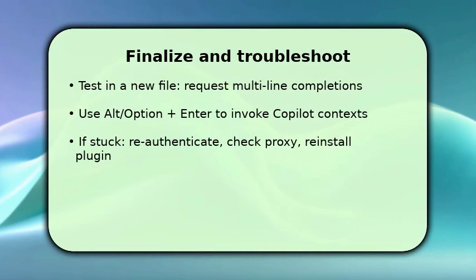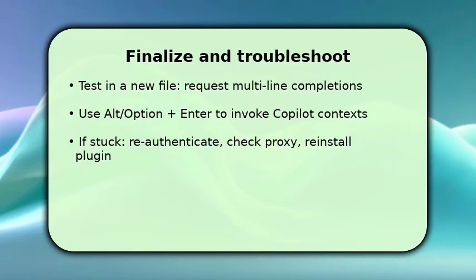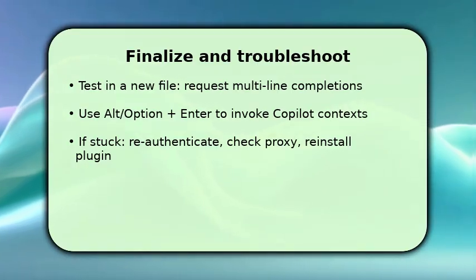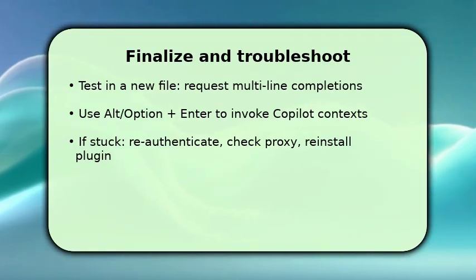Now test Copilot in a small implementation. Start a function comment, type a signature, and accept a multi-line completion to validate context awareness. Make edits and use the accept key to apply suggestions. Remember, you can press cycle to view alternatives.